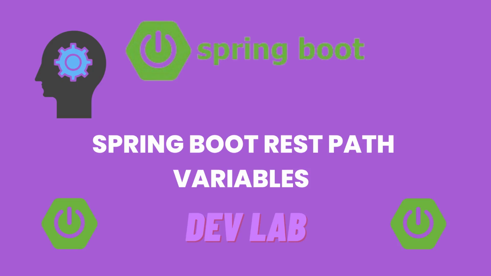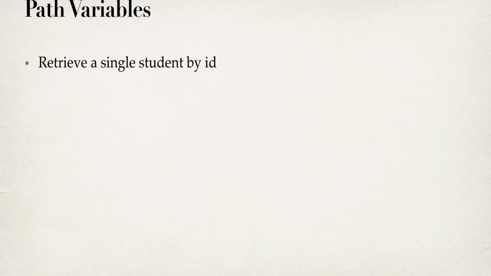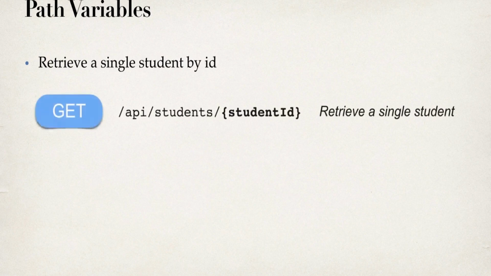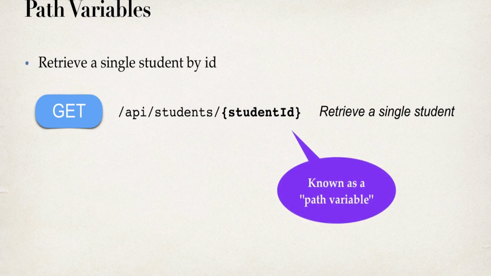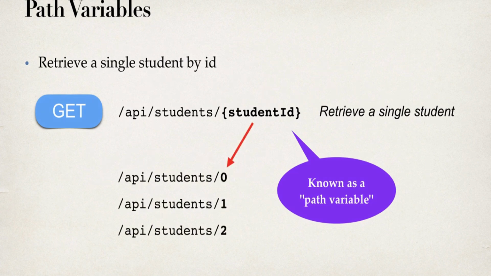In this video, we're going to use Spring REST with path variables. And to help us out with path variables, we'll have this new endpoint to retrieve a single student by the ID. So we'll make a GET request to /api/students/{studentId}, and this will retrieve a single student. Now, the student ID in curly braces here is known as a path variable, such that when we access it via our REST client, we can include an actual value there.